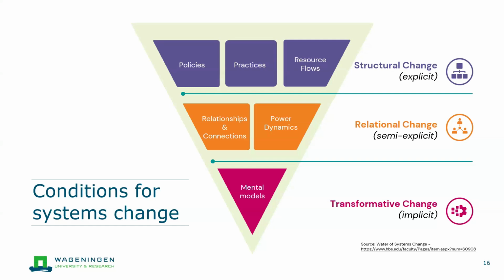And then there's one deeper level, and that's the level of mental models. It's really the level of how we think about the food system. And that level can really result in transformative change. If we think differently about what the food system is for, then the way we organize that system will change dramatically.